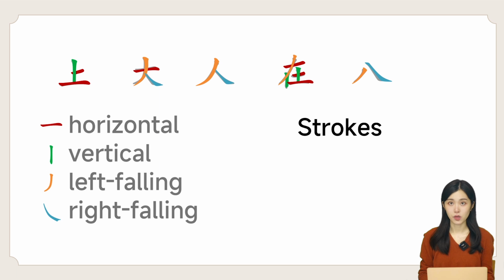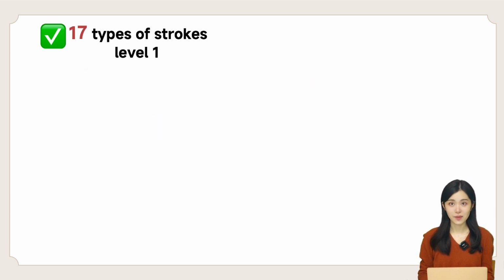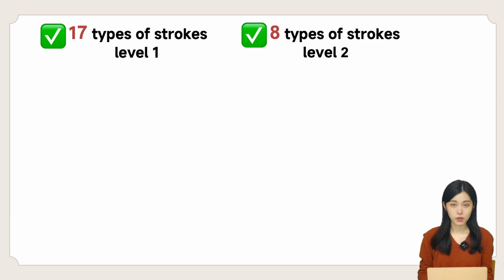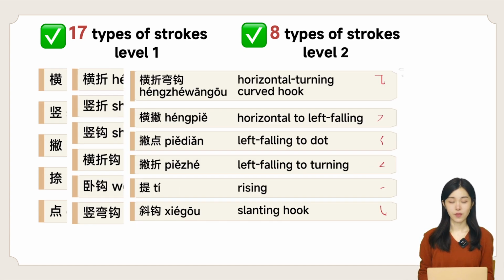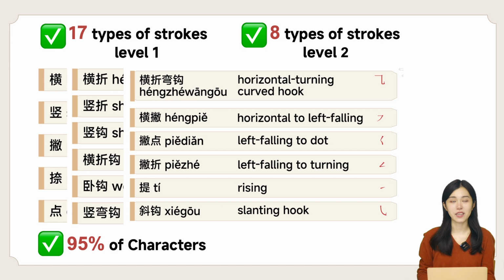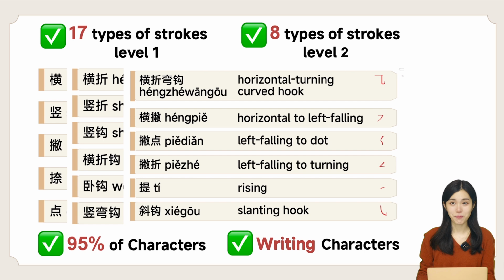All these types of strokes form characters. In the Level 1 character study, we'll learn 17 types of strokes. In Level 2, we'll learn 8 types. Let's see some strokes we'll learn in the classes. These strokes form 95% of characters. After learning to write all these types of strokes, you'll be able to memorize character writing better.